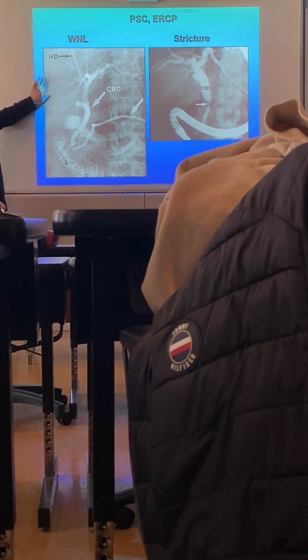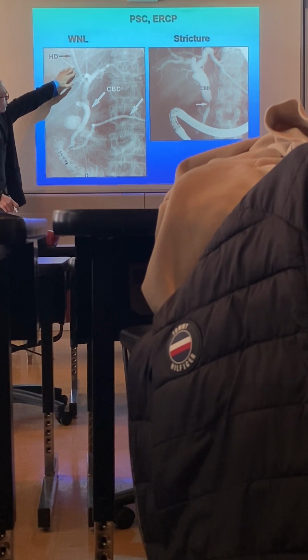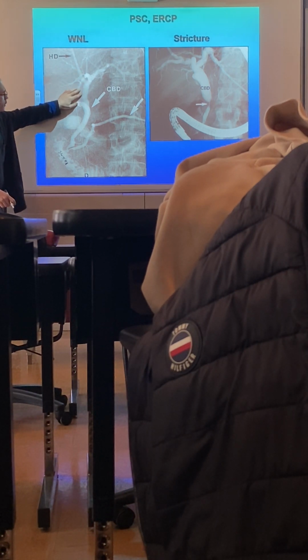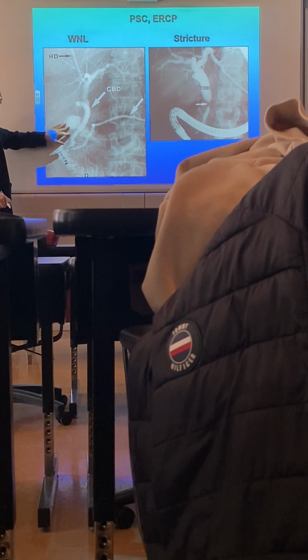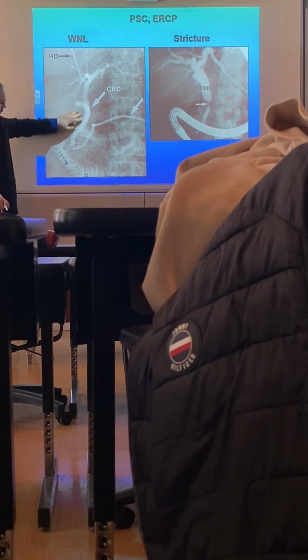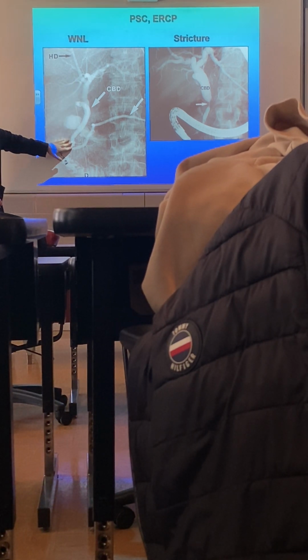and of course in the background you can see the biliary tree in the liver. If you look at the biliary tree, you can see everything is of normal caliber. There's no stricturing to be seen. Everything should be flowing very nicely through this biliary tree.